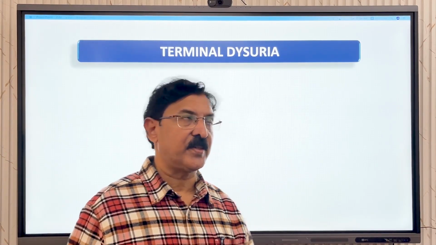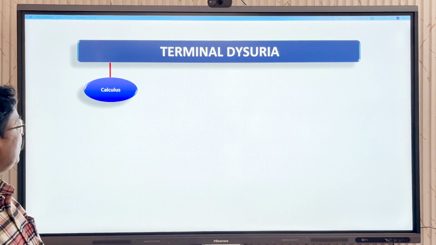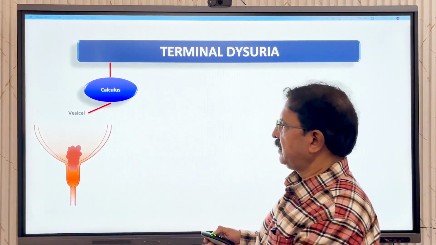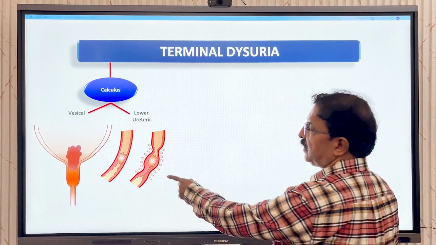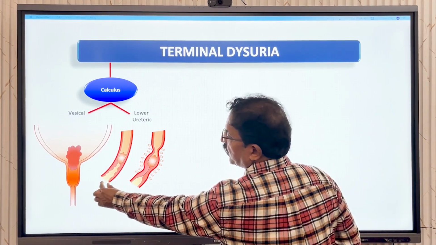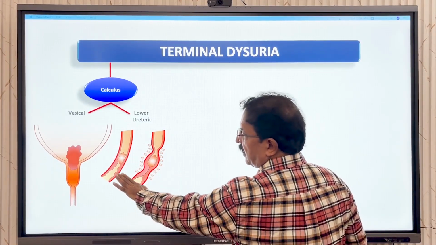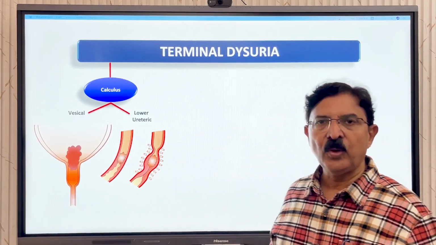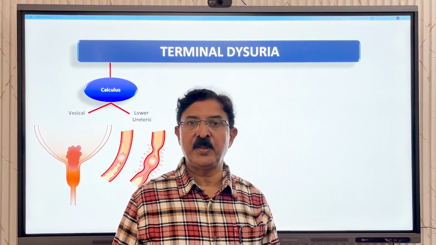If the patient has terminal dysuria, which means the initial stream is relatively fine, but she experiences more pain as the stream ends, this may be due to either a stone, and this stone may be in the bladder, a vesical calculus, and more importantly, this stone may be in the lower ureter. And when you have a stone in the lower ureter, there is edema in the mucosa below the stone, right? And this edema increases because of spasm in the ureter. And this edema gets transferred to the ureteric orifice into the trigonal area, and the periureteric trigone also gets inflamed, which is the cause of terminal dysuria.